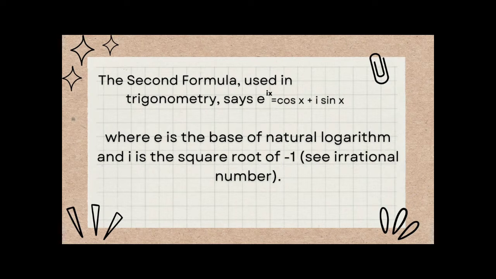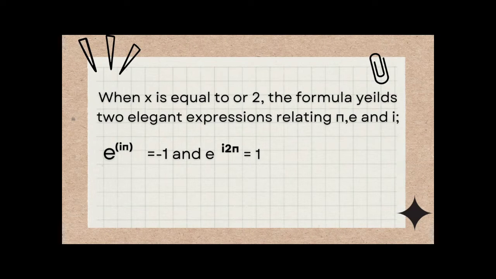The second formula, used in trigonometry, says e to the ix is equal to cosine x plus i sin x, where e is the base of the natural logarithm and i is the square root of negative 1. When x is equal to pi, the formula yields two elegant expressions relating to pi, e, and i.